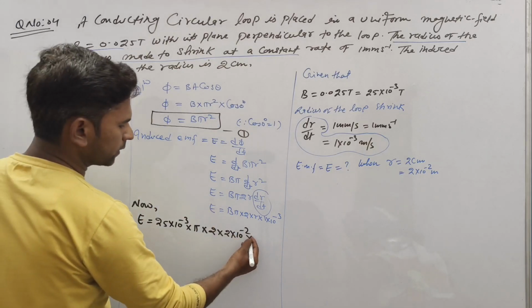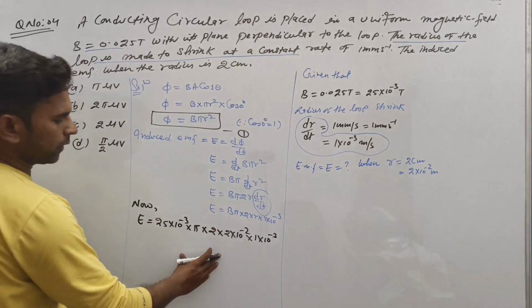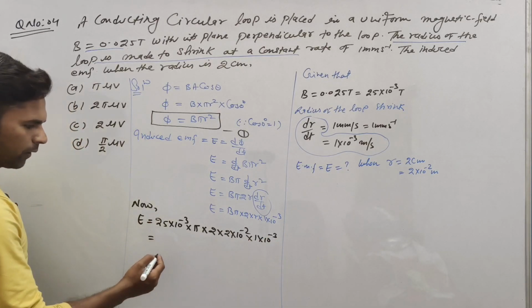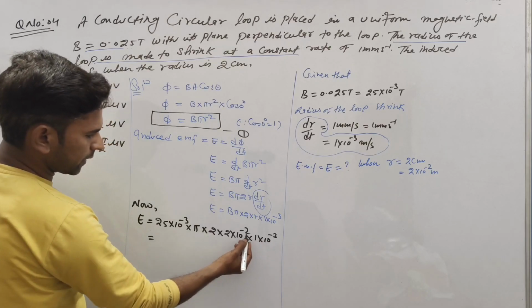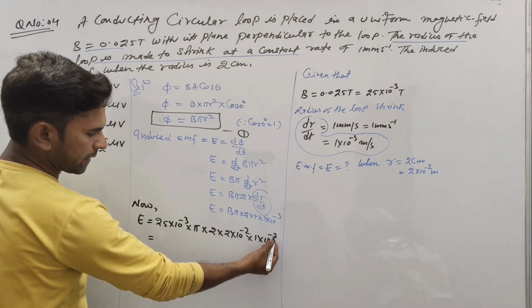Okay, and this one has the value 1 multiplied by 10 power minus 3. Now you can solve it. First you will arrange the powers. Okay, so the powers: 10 power minus 3, 10 power minus 2, 10 power minus 3.